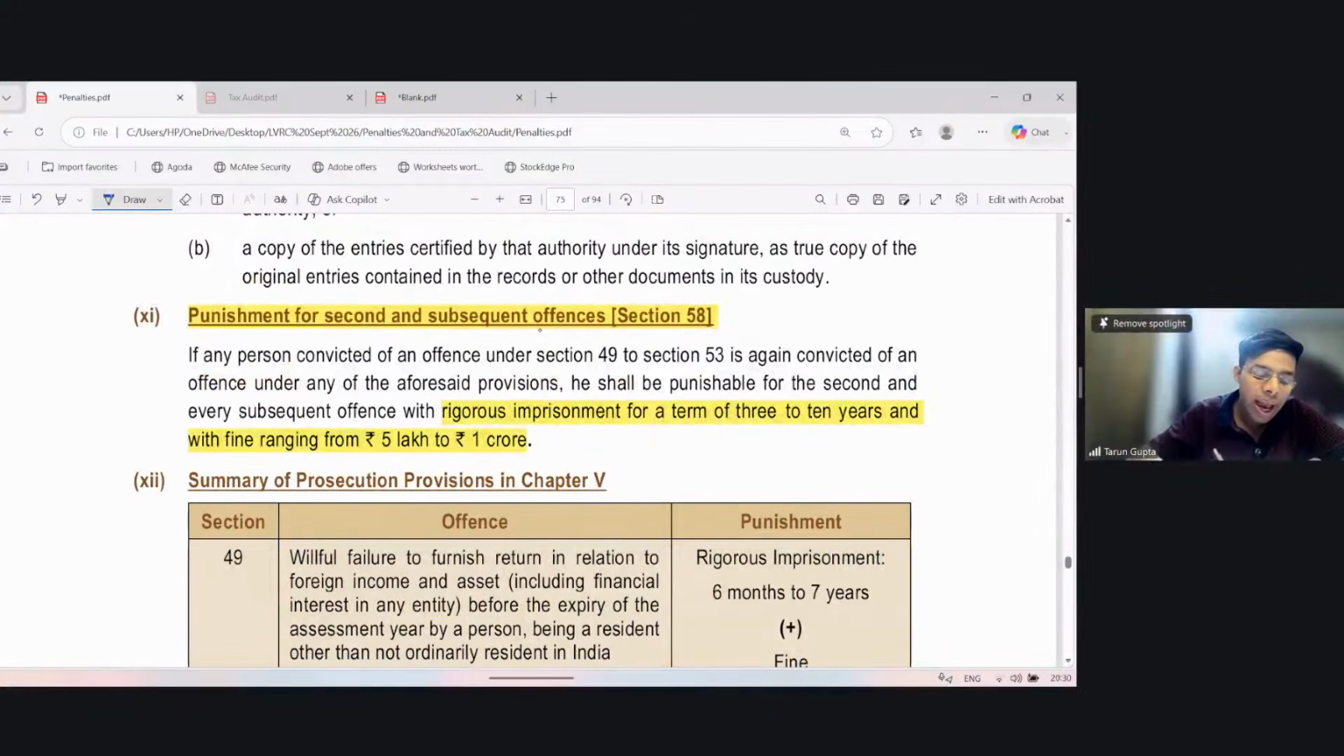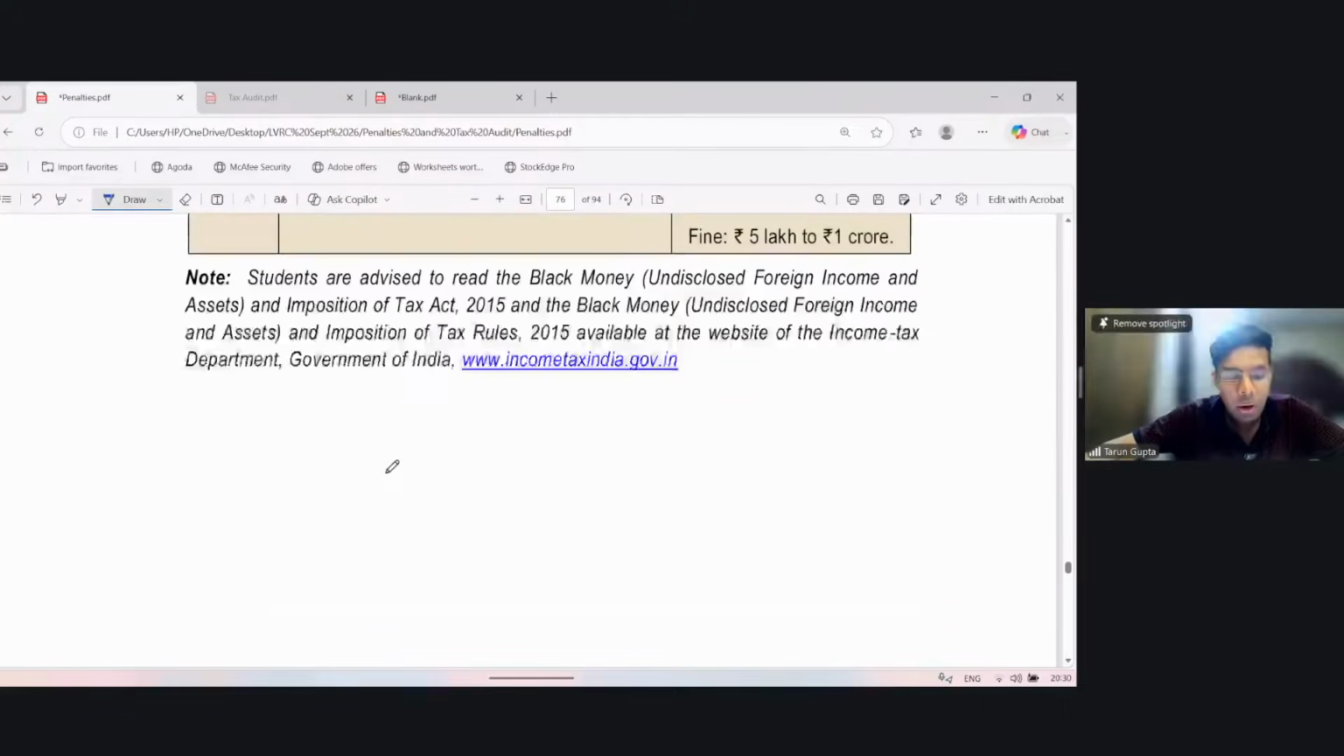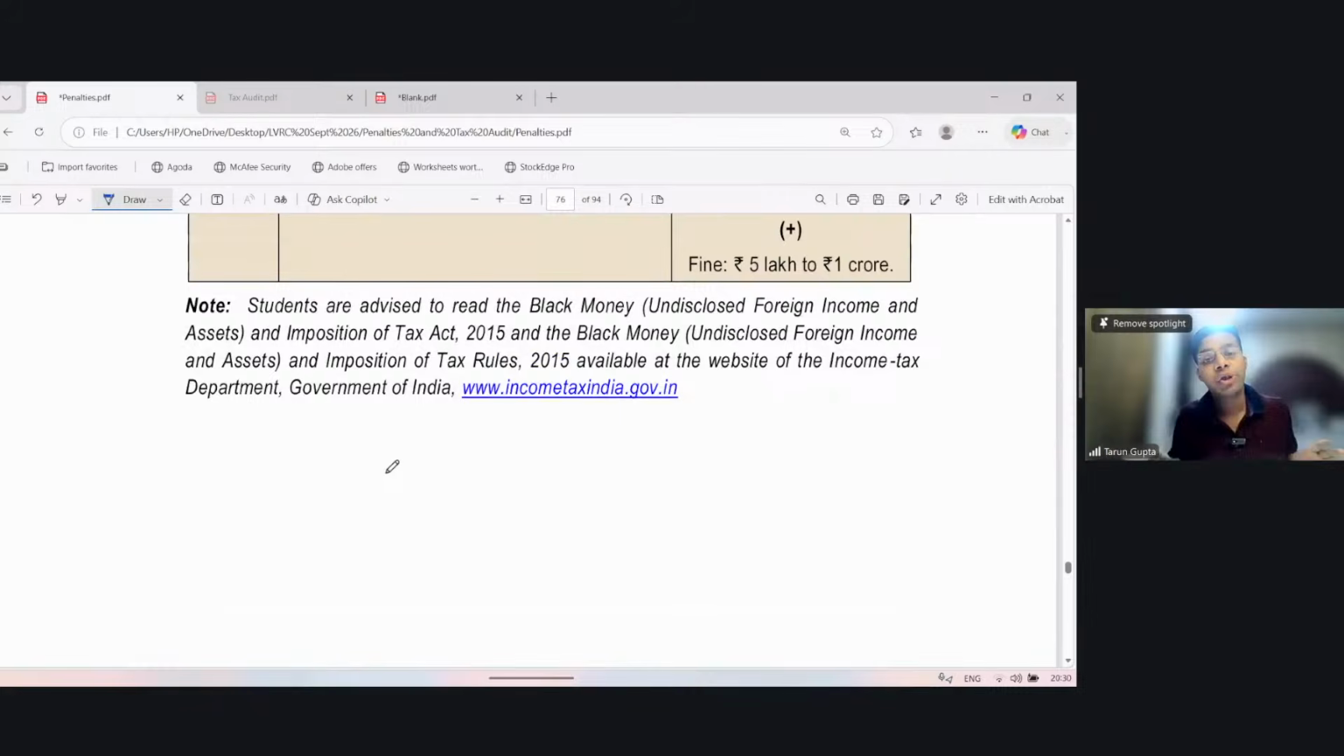In case of any subsequent or second default, there will be rigorous imprisonment for a term of 3 to 10 years with a fine ranging from 5 lakh to 1 crore. So you're looking at what a huge amount of penalty and prosecution. So this completes our chapter of penalty and the Black Money Act.